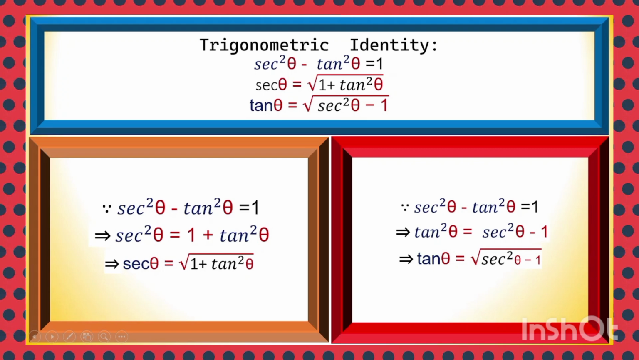We can convert one trigonometric ratio to another trigonometric ratio. Sec theta is square root of 1 plus tan square theta. Tan theta is equal to square root of sec square theta minus 1.